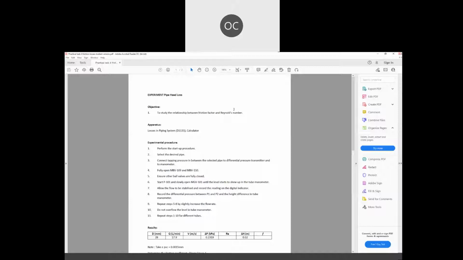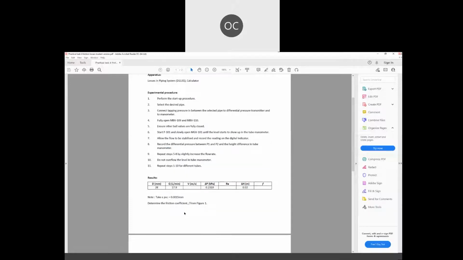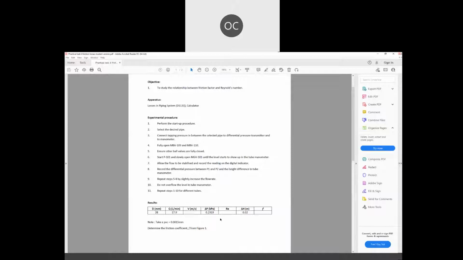In previous practical tasks, you learned about the Reynolds number. Please watch the YouTube video so that you have a better understanding. Basically, the Reynolds number will tell you whether the flow is transitional flow, laminar flow, or turbulent flow. Also, we will give you the results already. It will be the same as previous.